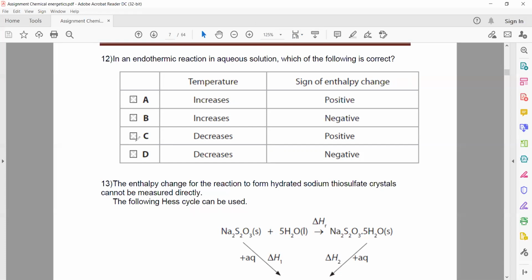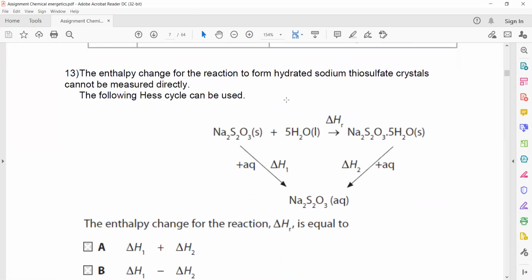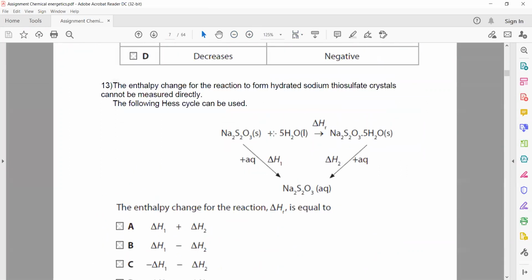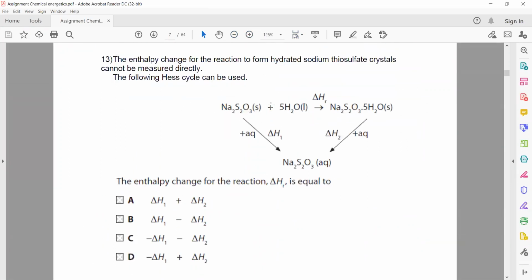Yeah, C is the right answer because surrounding temperature decreases and enthalpy change will be positive. The enthalpy change of a reaction to form hydrated sodium thiosulfate crystals cannot be measured directly because it's endothermic. The following Hess's law cycle can be used.